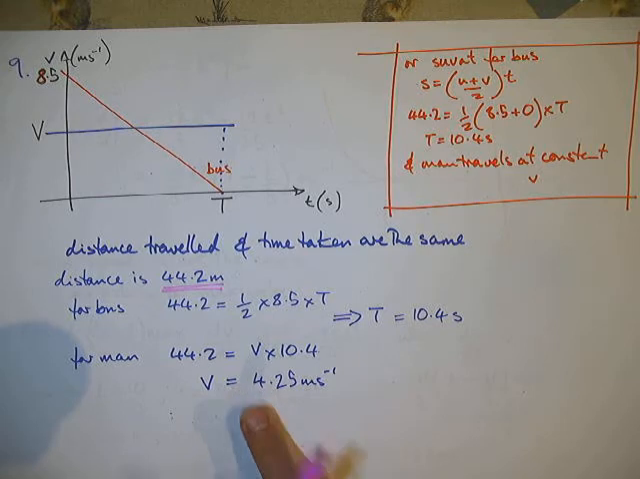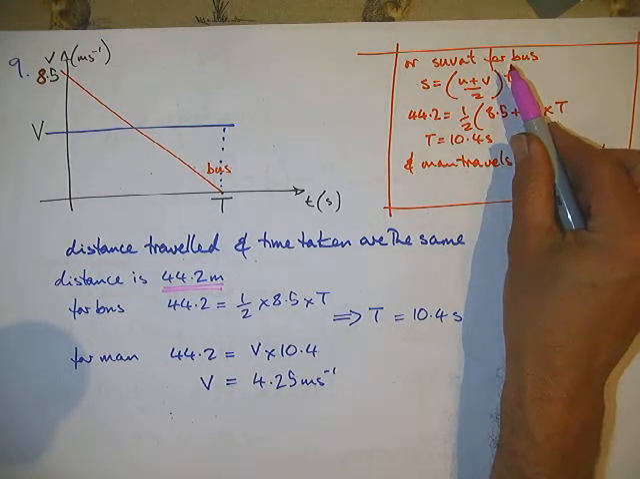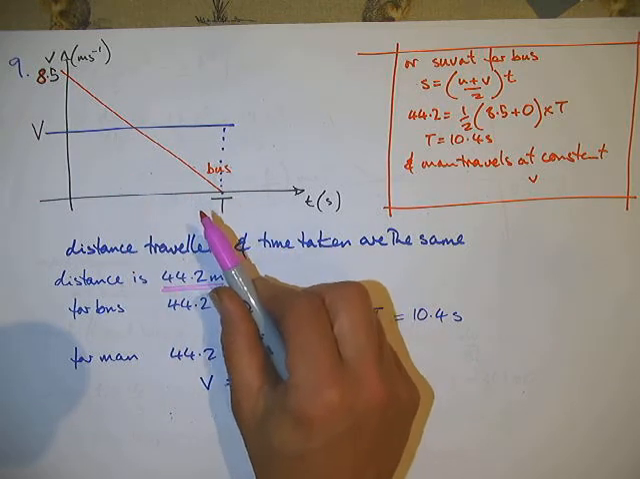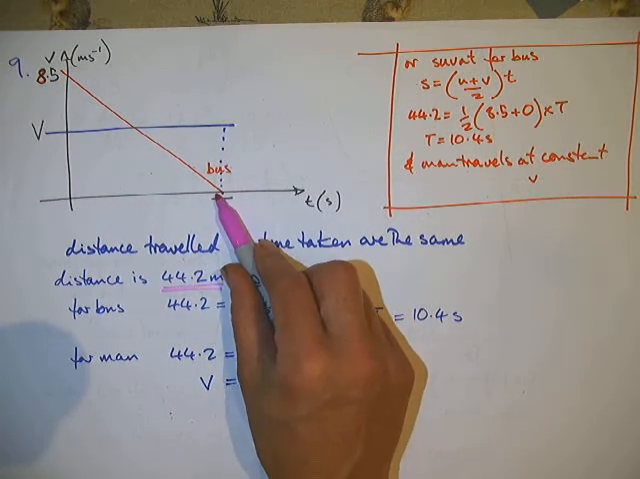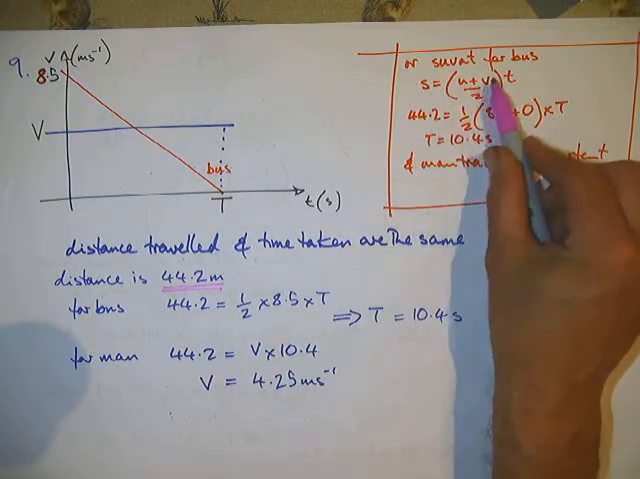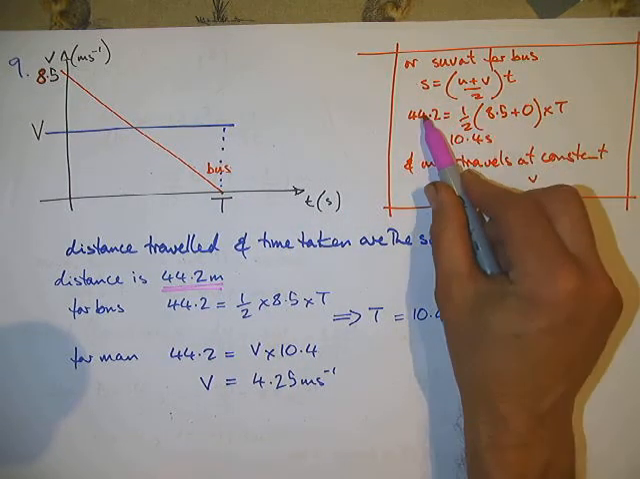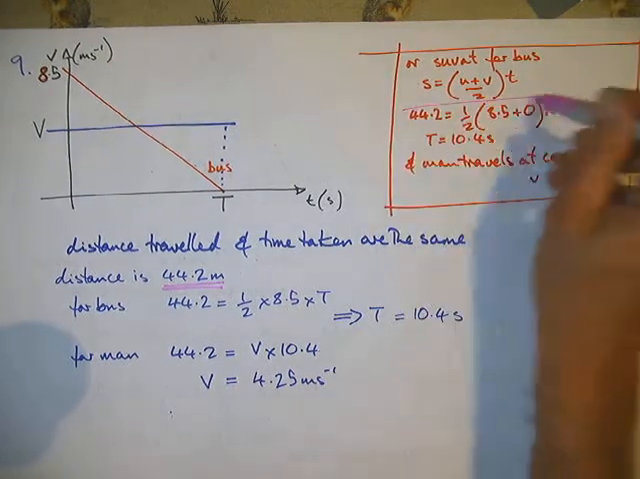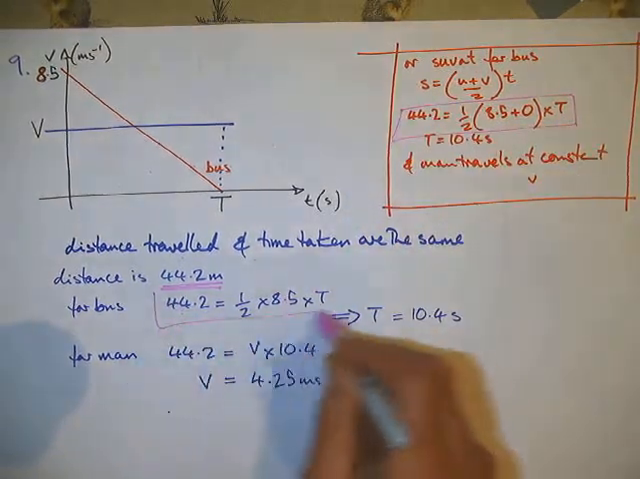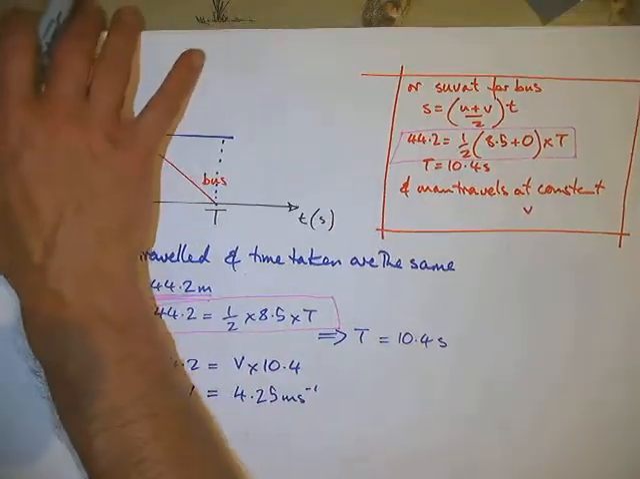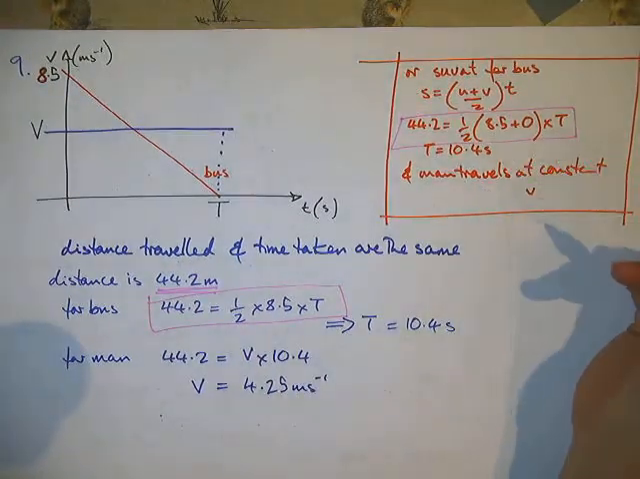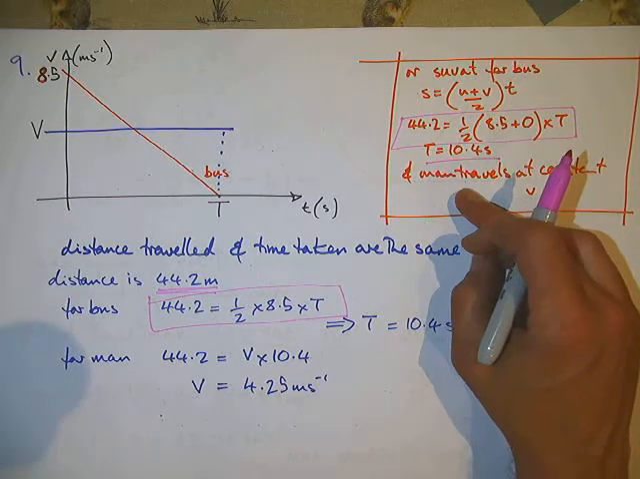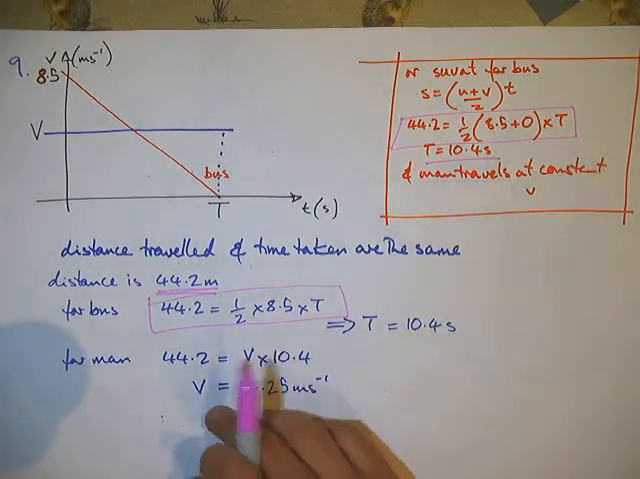Could you do it as Suvat? Of course you could do it as Suvat. Suvat, we had the initial velocity, we had S, and we had the final velocity. So I would use S equals U plus V over 2 times T. S equals half 8.5 plus 0 times T. Right, that is identical to that, isn't it? It's not a coincidence. So it doesn't matter which you do because they're the same method. Time is 10.4. Man travels at constant velocity. 10.4 times his velocity would be the 44.2. Same working.